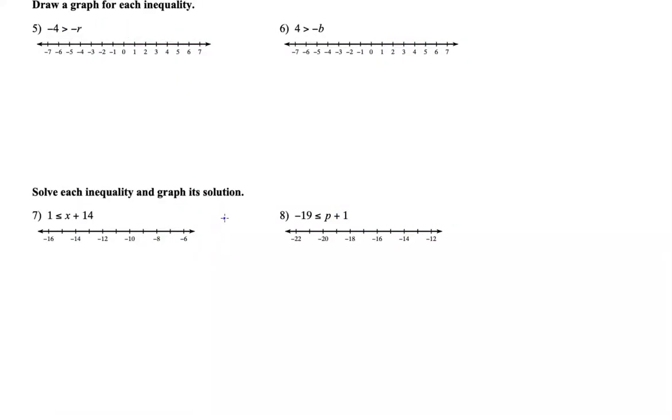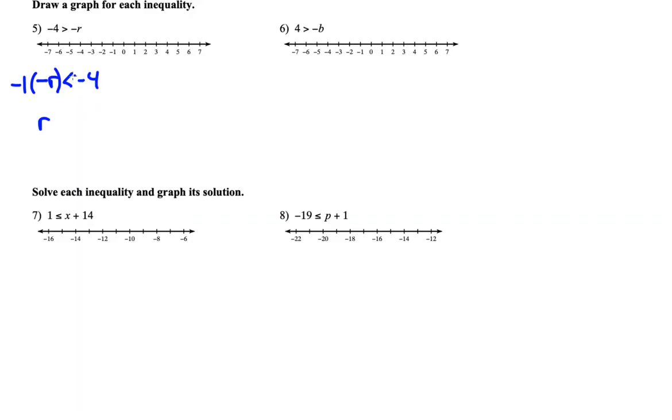All right, for number 5, we have -4 is greater than -r. So I can rewrite that as just -r is less than -4. I just took this and flipped it around, and if I flip it around, I have to change the sign. But I don't want what -r is, I want what r is. So I could multiply this by -1, because a negative times a negative is going to get me a positive r, which is what I want.